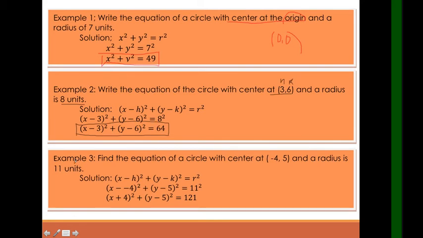Okay, so example number 3. Find the equation of a circle with a center of (negative 4, 5) and the radius is 11 units. So again, we have negative 4 for the h, and then 5 for the k. Since h is negative, it will become positive: (x plus 4) squared plus (y minus 5) squared equals 11 squared, which is 121. Again, this is the standard form of the equation of the circle. I hope that is clear.